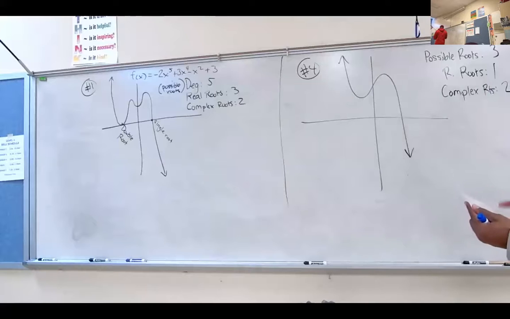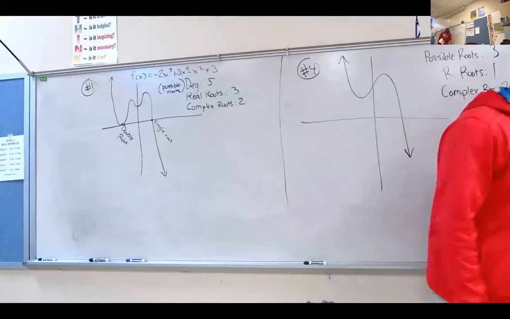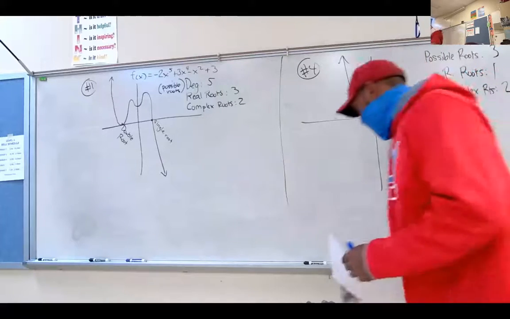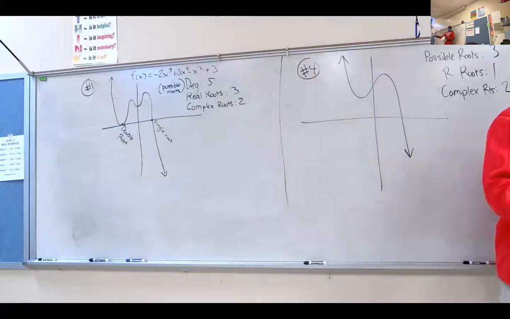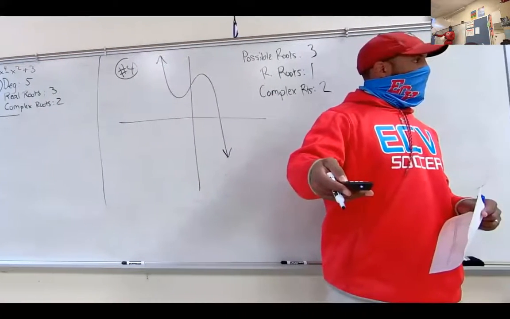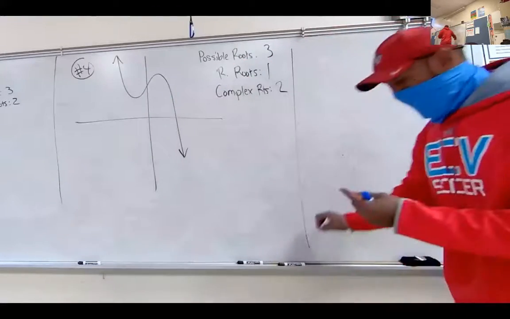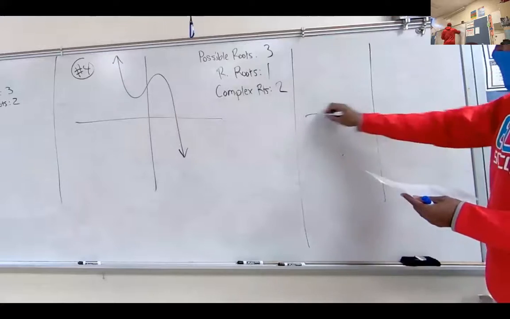Let's see here. What about that one? 1, 2, 3, 4, 5. Okay, let's actually do 1 more. Turn this over. There we go. So this one will be a lot like number 3.